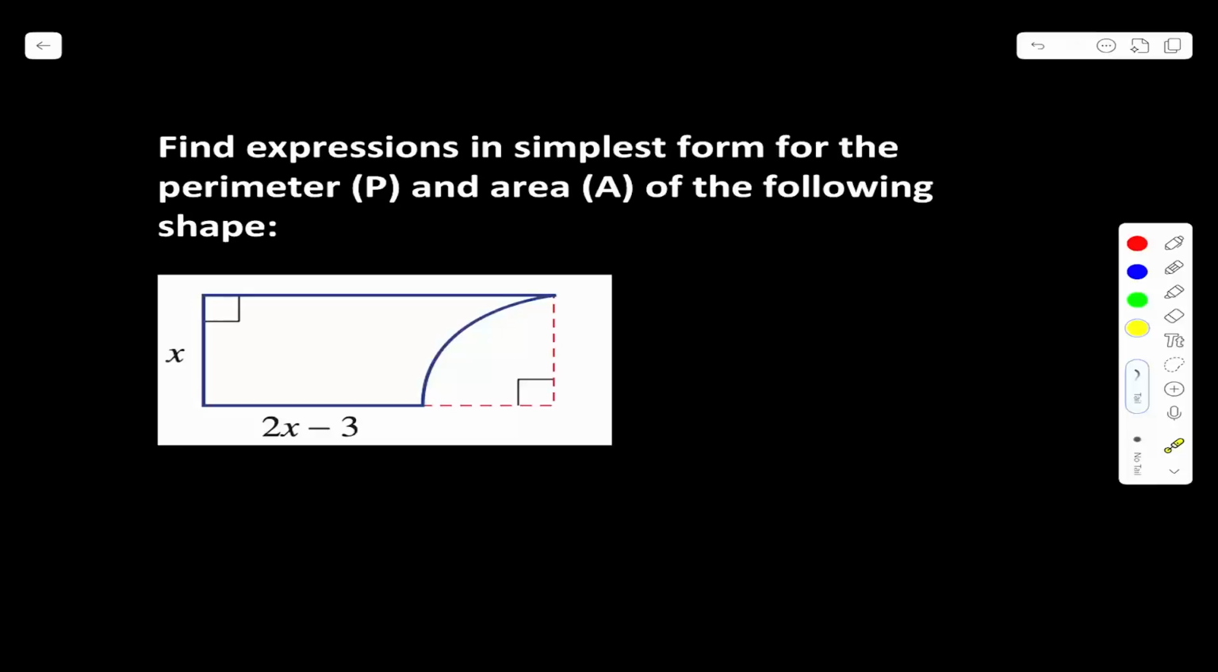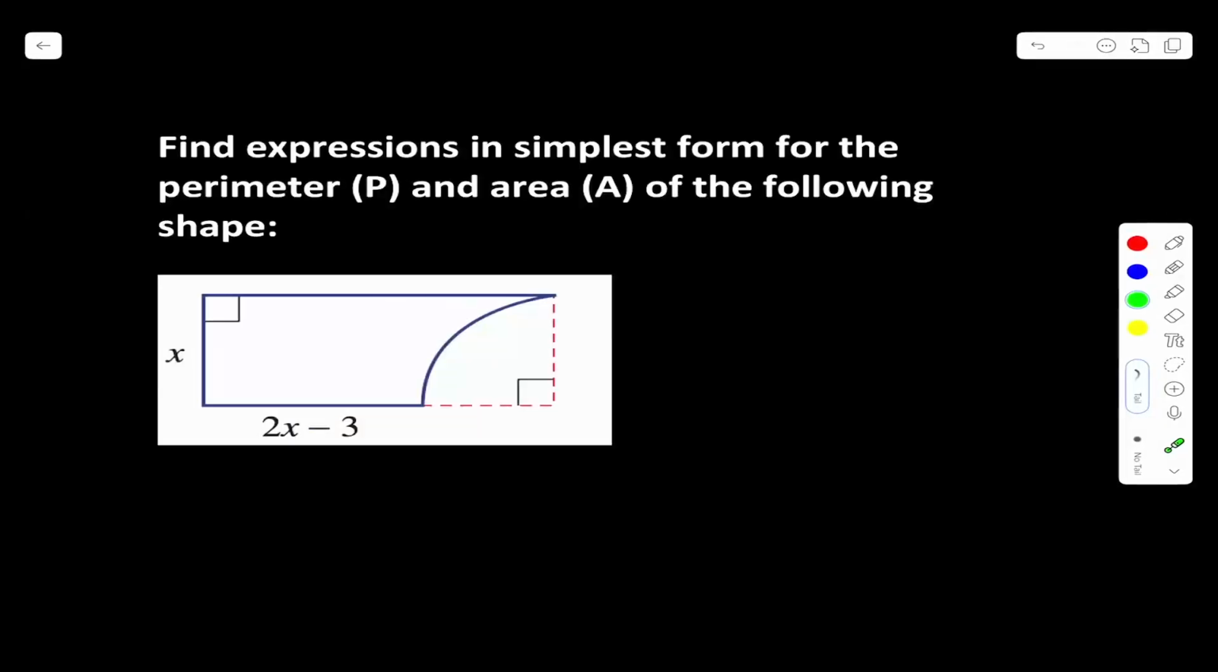Hi. Okay, have I got a challenging question for you? So, do you reckon you could work out the area and the perimeter of this shape? So this is bringing in algebra to geometry. So it is a bit tricky.